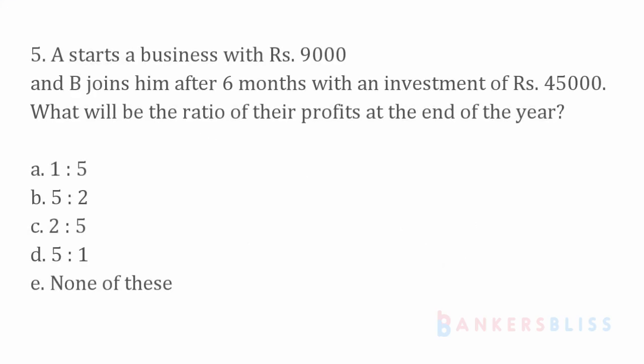Let us go to problem number 5. A starts a business with rupees 9,000 and B joins him after 6 months with an investment of rupees 45,000. What will be the ratio of their profits at the end of the year? Very similar to the previous two problems.